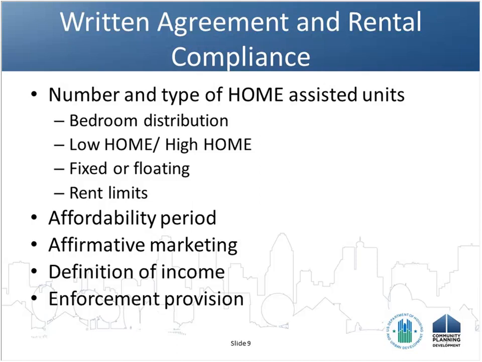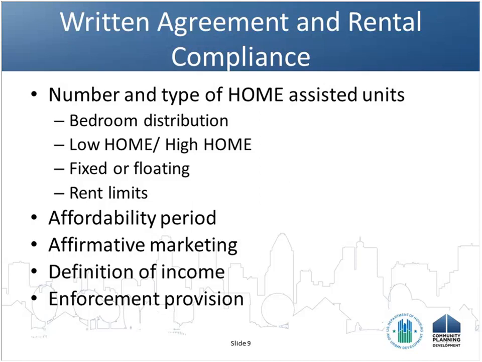You may have some units that are HOME units, some units that are HOME and tax credit units. We might have some units within that project that are going to be market rate. And so whatever can be done within that written agreement to make that as clear as possible, not only for PJ staff, but also for the property manager who has to decide when there's an available unit who's actually eligible to live there, will make for a more successful written agreement.